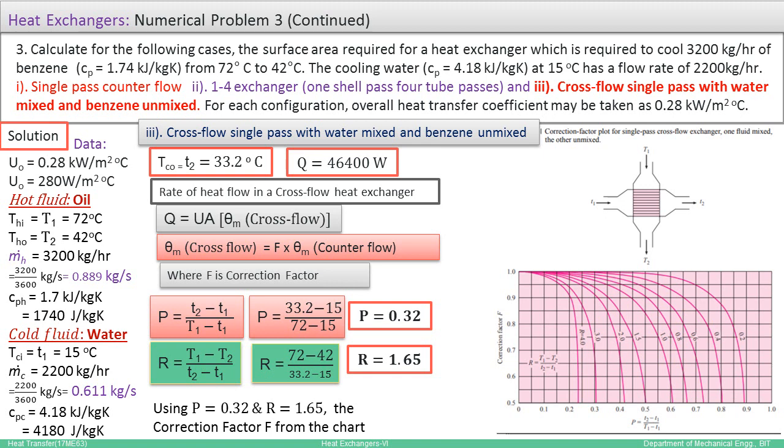point P is equal to 0.32 and draw a vertical line there, and then it is required to draw this R, that is R is equal to 1.65, an imaginary curve there. And now from that intercept you have to draw the horizontal line. So this time we are getting the correction factor F is equal to 0.92.